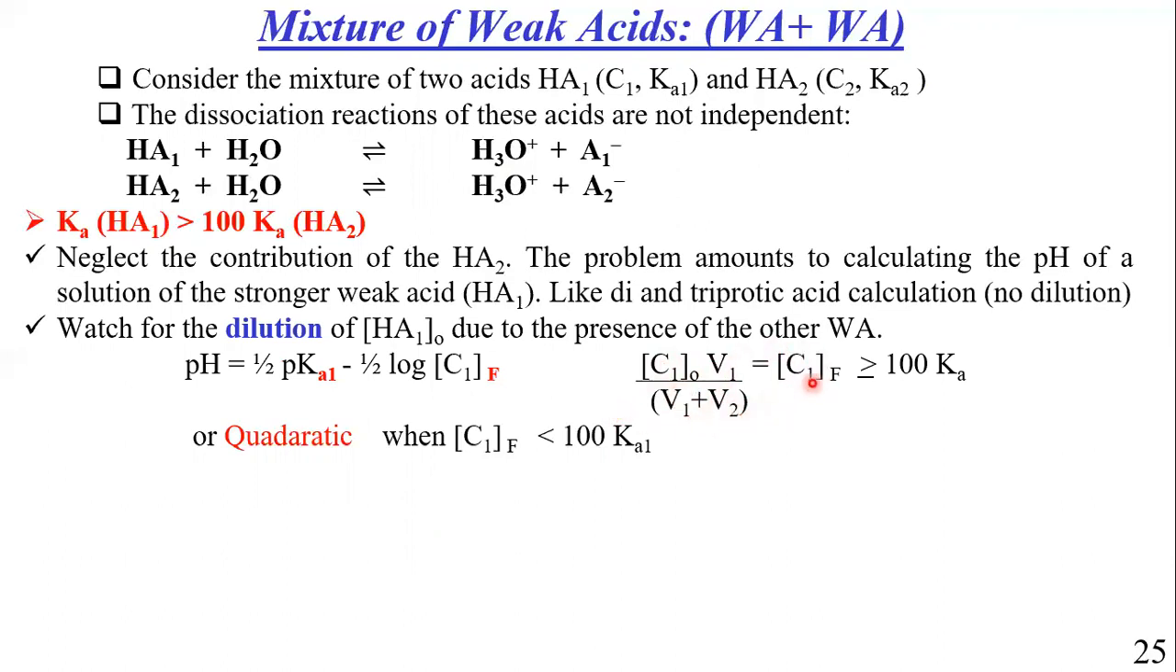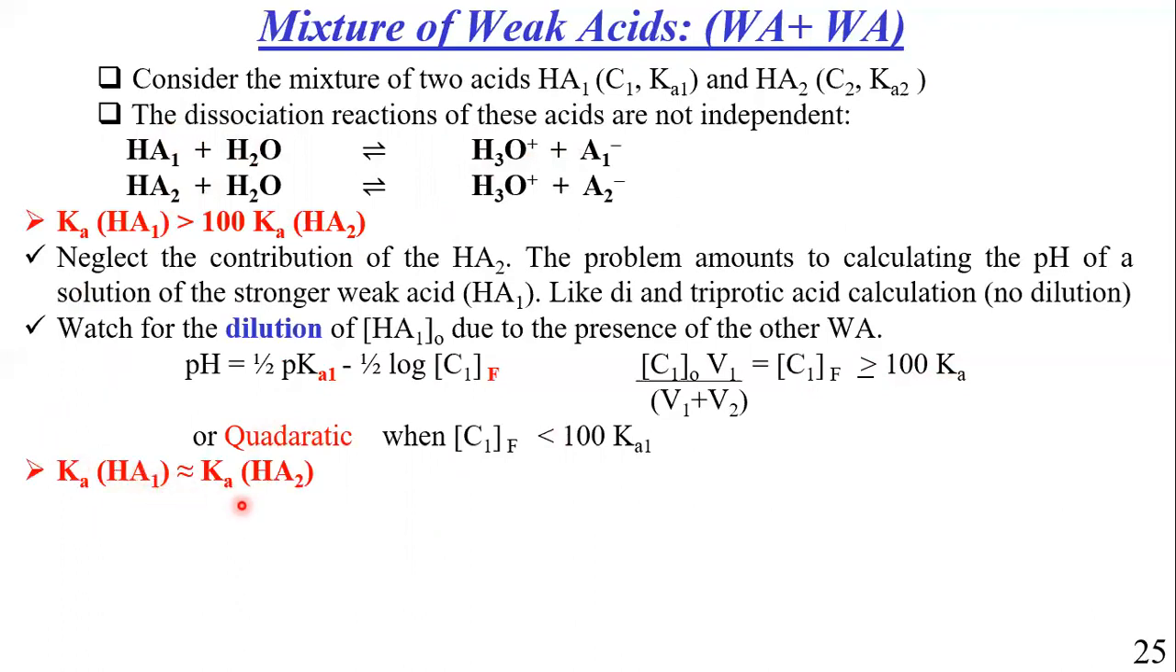Then ask yourself, is this diluted concentration greater than 100 Ka? And this, we call the Ka1. And if it is, then indeed you could use pH equals half pKa1 minus half log C, in other words, the final diluted concentration. Of course, if that concentration is less than 100 Ka, you have to go back and do a quadratic. And the quadratic comes simply from the Ka of the first acid there. We still don't consider the second acid.